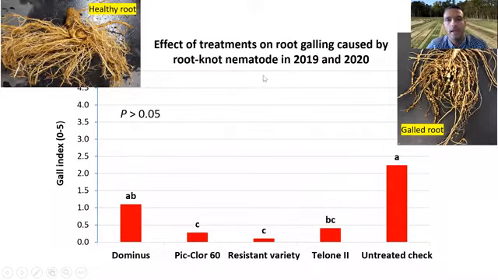For the gall rating, as you can see in this graph, our trials show that the plots treated with Pic-Clor 60 and Telone, and those plots grown with the resistant variety, had a lower gall rating compared to the untreated check. If you look at the untreated check versus Dominus, there was no difference.